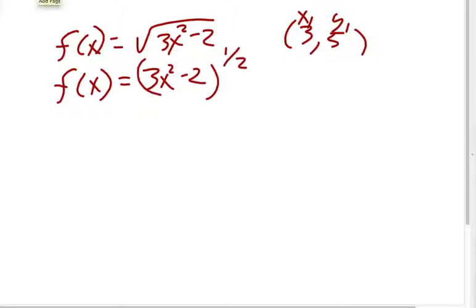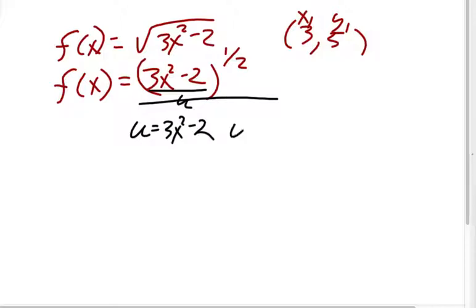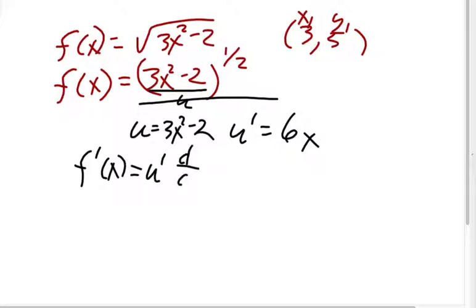And sure enough, there's our chain rule. That's u, and that's the outside part. So to do this, u will be 3x squared minus 2. U prime is 6x. So now my derivative will be u prime times d/du of u to the 1/2.